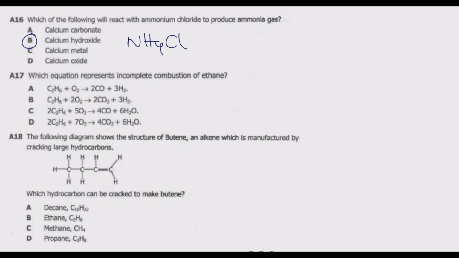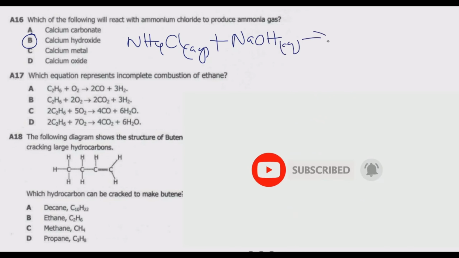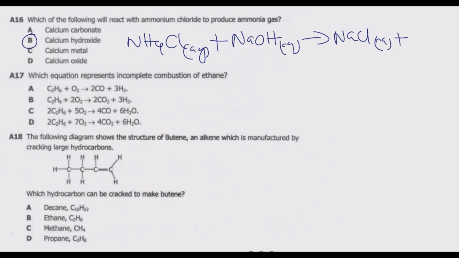NH4Cl, which is an aqueous solution. Then it reacts with sodium hydroxide, which is also aqueous. Then the products will be sodium chloride, which is a salt in aqueous state, plus ammonia gas, plus water. So this is what is going to happen. So that's how you know. So among these, we look for an alkali, which is calcium hydroxide. We go to question 17.